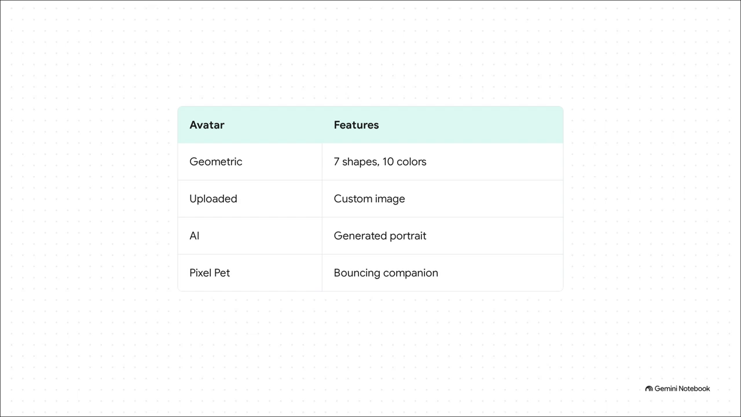Plus, if you have an image backend configured, you can just generate a completely new AI portrait right there inside the app. But okay, I have to admit, my absolute favorite feature is the Pixel Pet. You can actually give your avatar a little Pixel Pet companion that literally bounces up and down beside the avatar while the bot is busy thinking. It is just such a playful, helpful little visual cue.